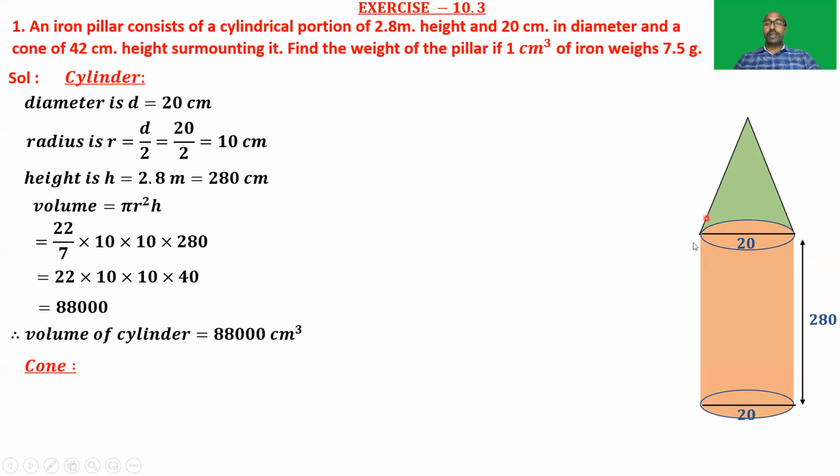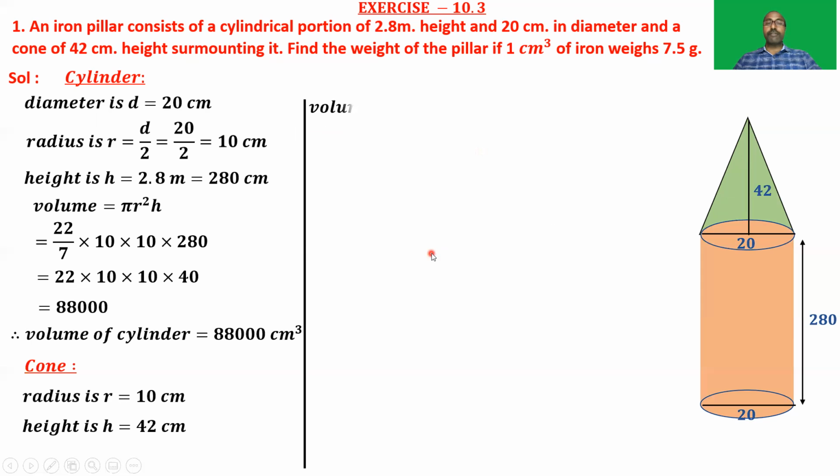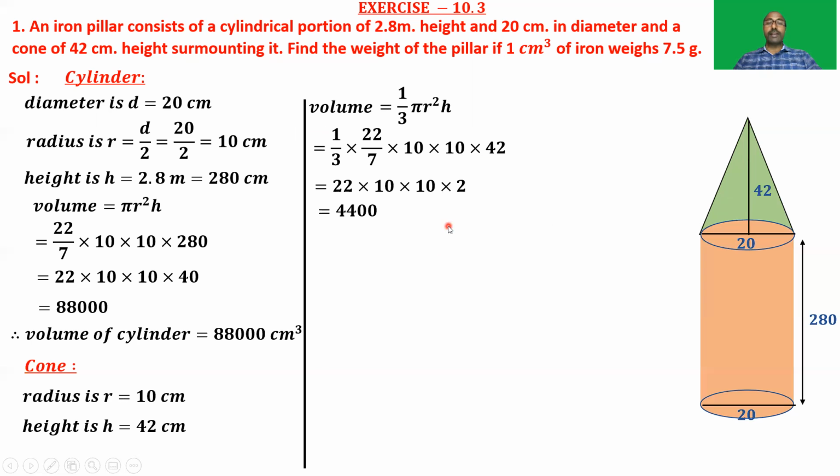Now consider the cone. For the cone, the diameter is given as 20 centimeter, so the radius is equal to 10 centimeter. And the height of cone is given as 42 centimeter. Now the volume of cone is equal to 1/3 pi r square h. By substituting pi is equal to 22/7, r is 10 and h is equal to 42, we get the volume as 4,400 cubic centimeter. So the volume of cone is 4,400 cubic centimeter.